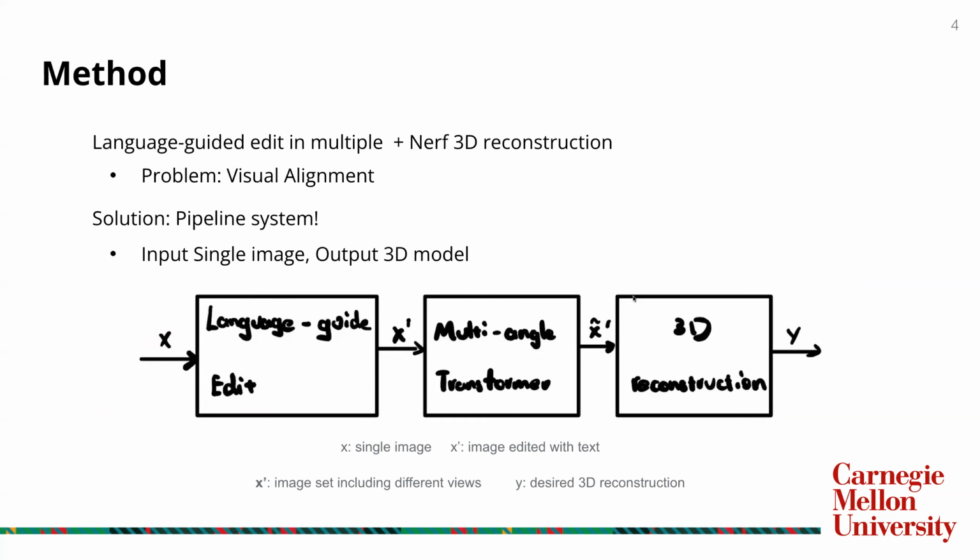For the method, we propose the following pipeline. First, we have a language-guided edit using a diffusion model, or DreamStableDiffusion. And then we want to use a multi-angle transformation, or maybe a single image, and feed it into a 3D reconstruction network, which is similar to the original NeRF model, for our final NeRF scene reconstruction.